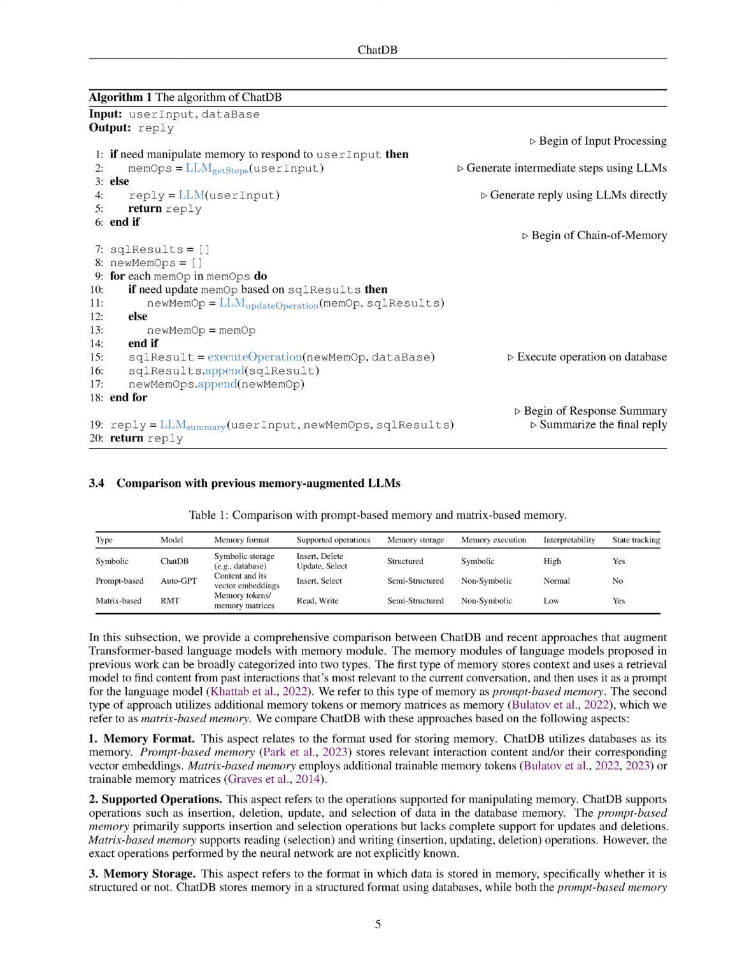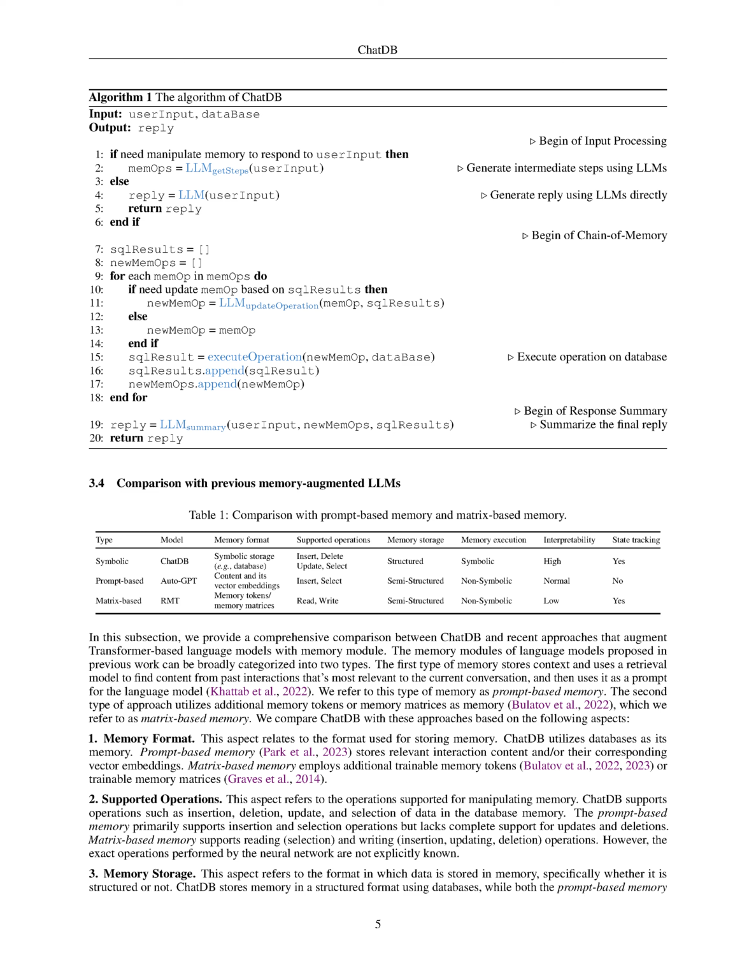The second type, called matrix-based memory, employs additional memory tokens or memory matrices as its storage. We will compare ChatDB to these two types of memory based on several criteria. 1. Memory format. This refers to the method used for storing memory. While ChatDB uses databases, prompt-based memory stores relevant interaction content and/or their corresponding vector embeddings. Matrix-based memory, on the other hand, uses extra trainable memory tokens or memory matrices.